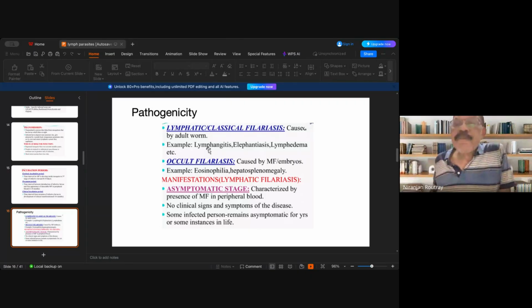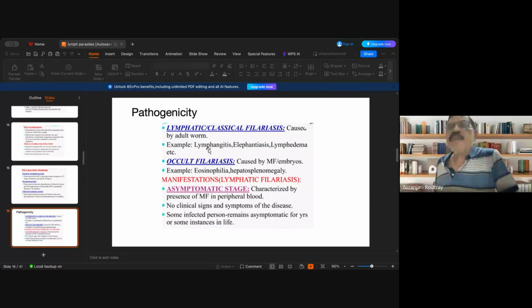Now, pathogenicity. It is caused by the adult worm, actually, because they block the lymph vessels, and blocking of the lymph vessel results in the accumulation of fluid in that particular region, which is responsible for the swelling of different parts of the body. They may cause elephantiasis, lymphedema, lymphangitis. Occult filariasis is caused by microfilaria or embryos, and occult filariasis means eosinophilia.